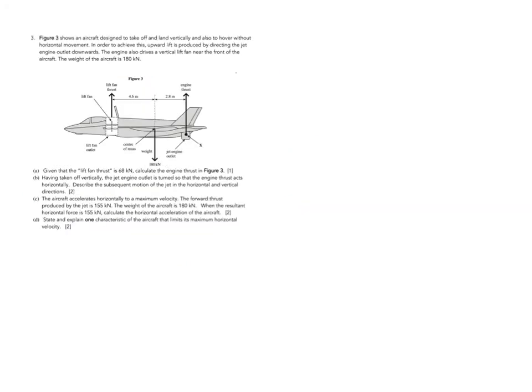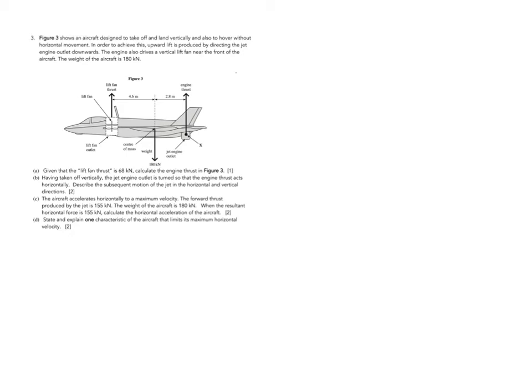Okay, for number 3, we've got this airplane, and it's one of those fancy ones that can take off and land vertically, so you don't need a runway. Those ones that are like on the marine ships. So we've got a lift fan thrust upwards, an engine thrust upwards, and the weight downwards. And for now, we're just going to ignore the fact that they're not acting through the exact same spot.